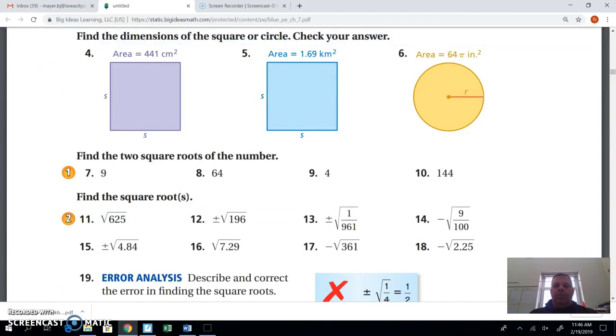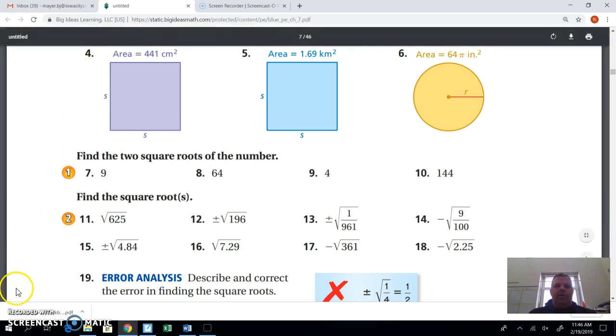Here are problems 4 through 18. You can pause the video until most people get done with that, or you can use your textbook to be able to solve that right now.